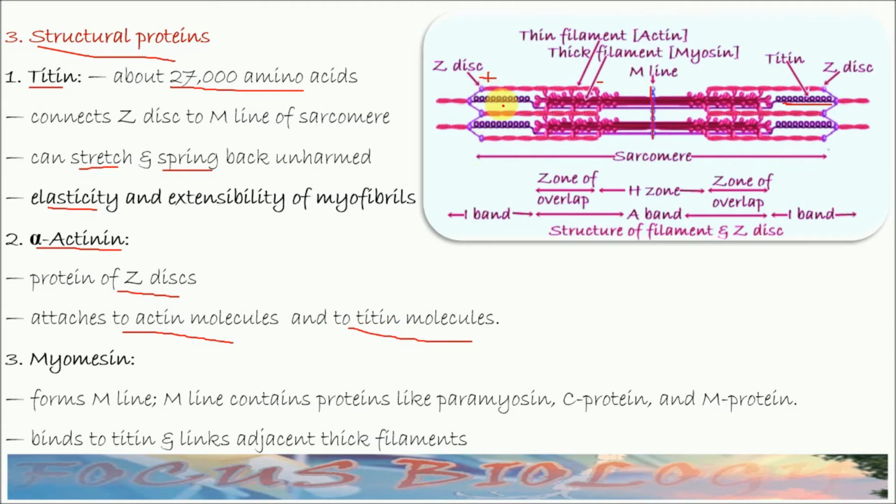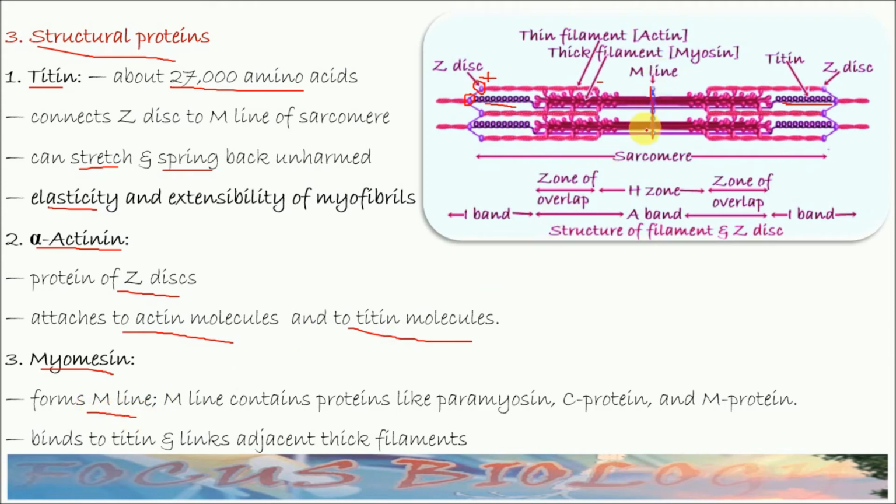Here this one is titin, and here it is alpha actinin. This one is alpha actinin. Alpha actinin attaches to thin filament, that is actin, and it also attaches to the titin molecule, right? Now myomesin, it forms the M line.